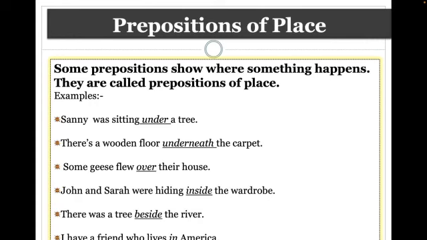Again, all of these prepositions show a specific place. Where is it in the tree? It is under the tree. Where by the carpet? Underneath the carpet.